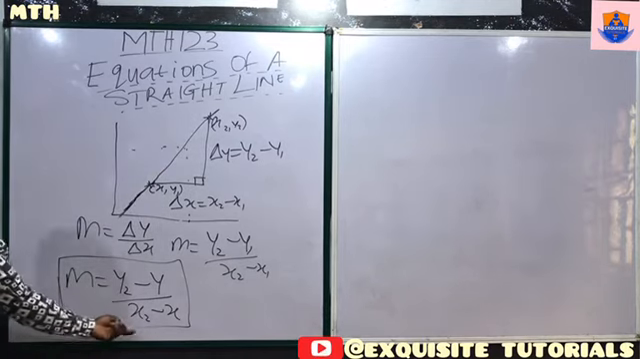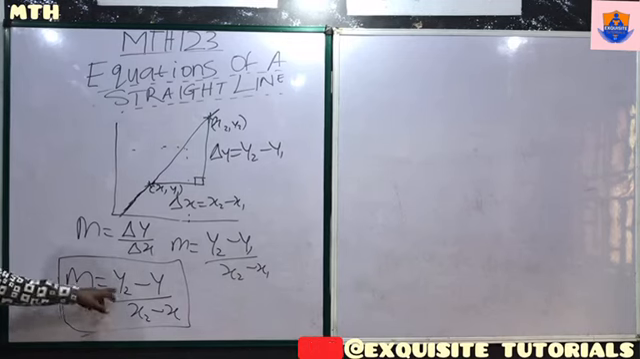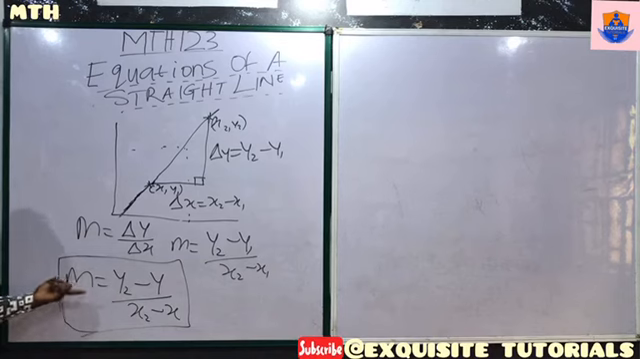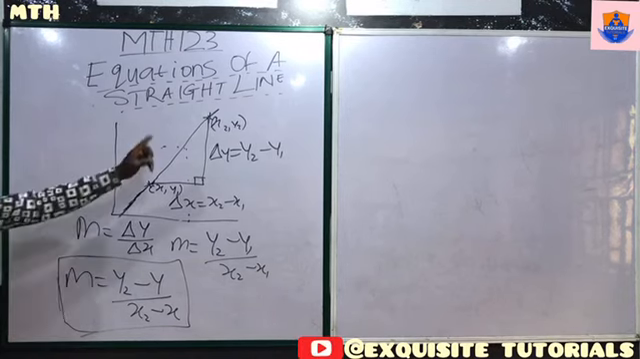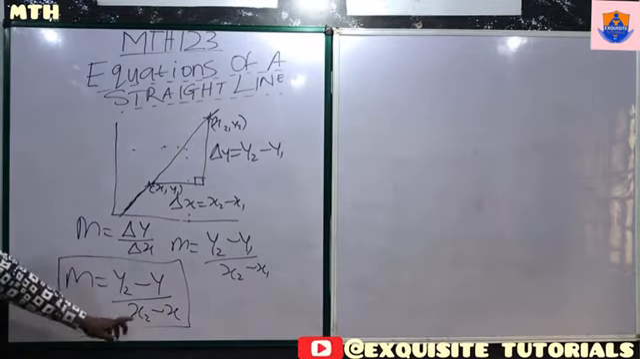So this is what we call the first equation of a straight line, where we know y2 and we know one of the coordinates, x2, and we know this coordinate, and we know the gradient of the line. So once you are given the gradient of a line, and you are given one point that line passes through, you can get the equation of that line.